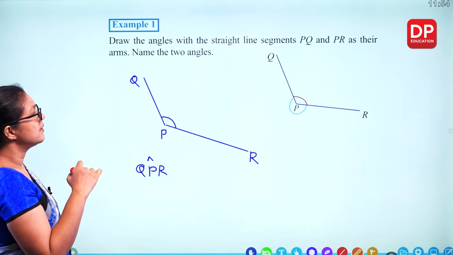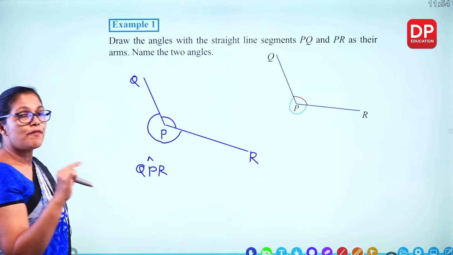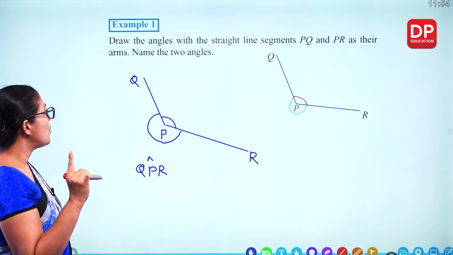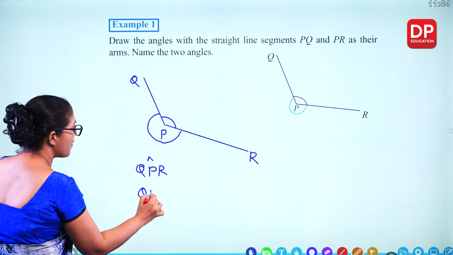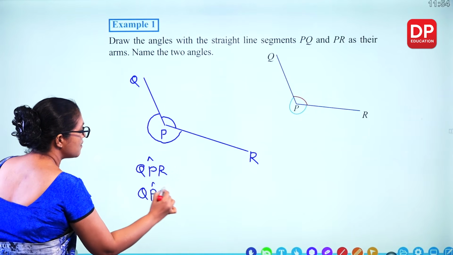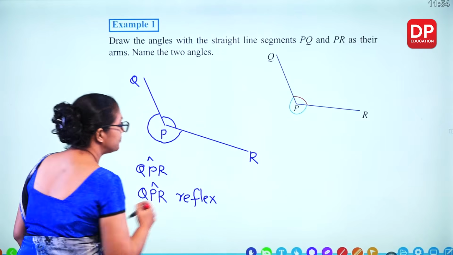Angle. What's this angle? How do we write the reflex angle? You have to write it with the word reflex. Same letters, QPR. But we write QPR, reflex angle.